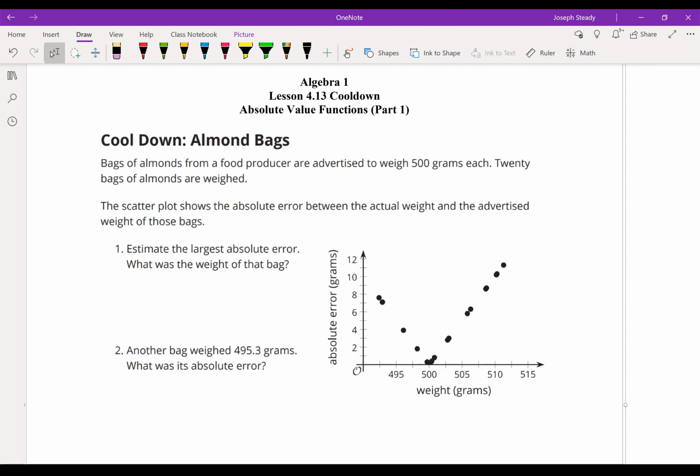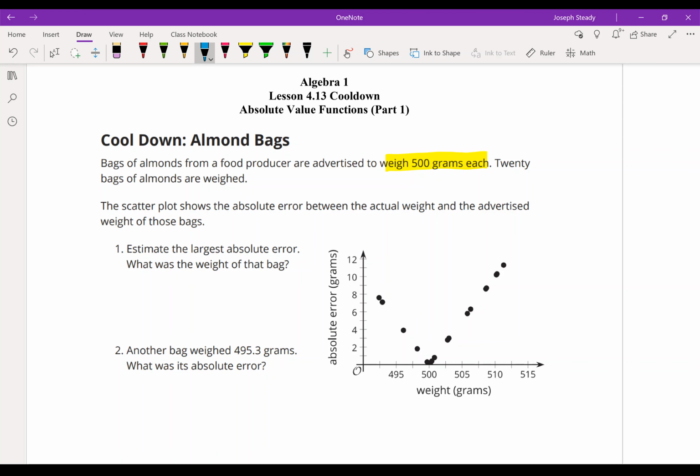In lesson 4.13 Cooldown, we are given a new scenario where bags of almonds are supposed to weigh 500 grams each. But they obviously don't all weigh exactly 500 grams. Some of them are a little bit off. So they've graphed that here for us. Down here on our inputs, our x-axis, we have the weight of the bag, like how much did each bag weigh, and then we have the absolute error. How far off from 500 was that bag?